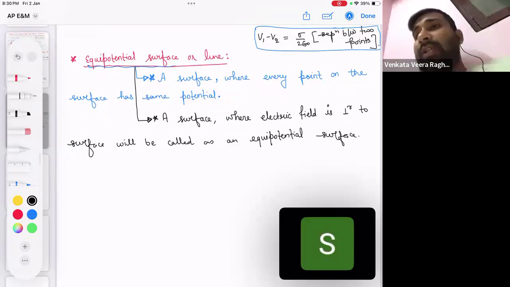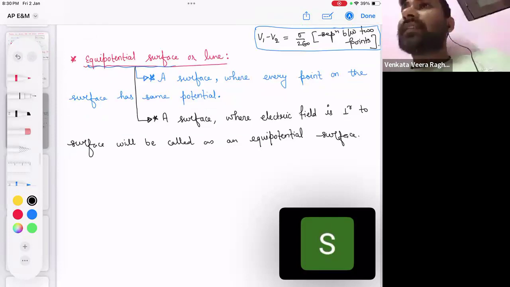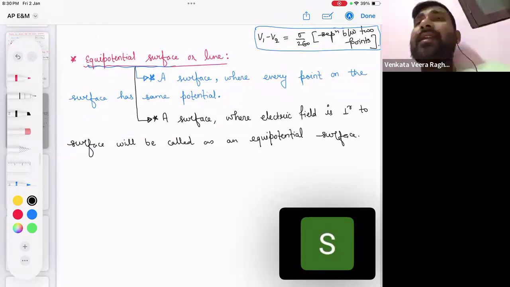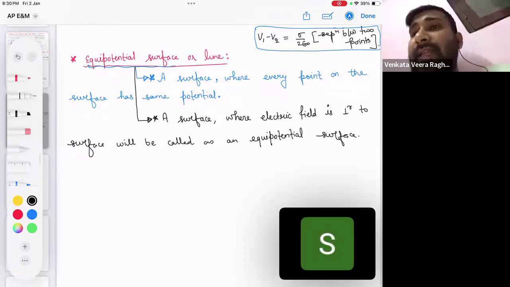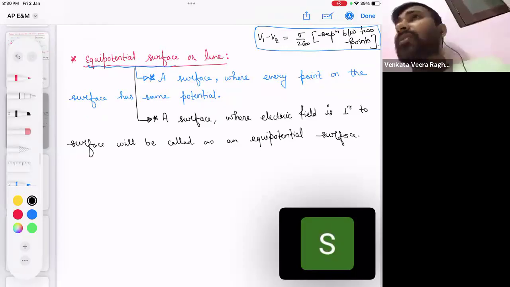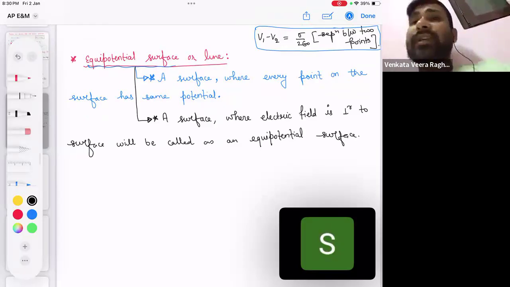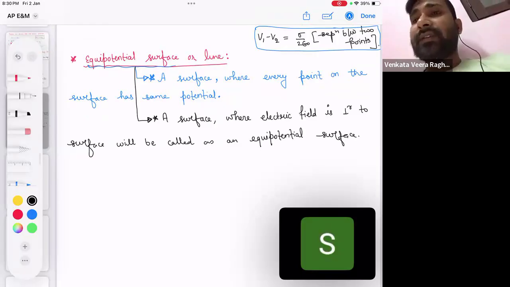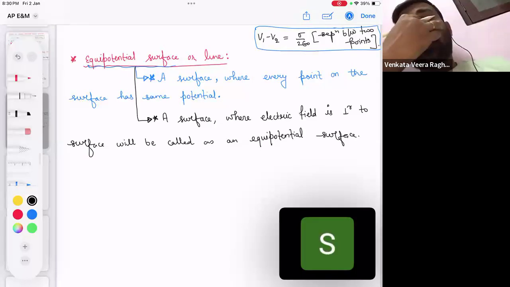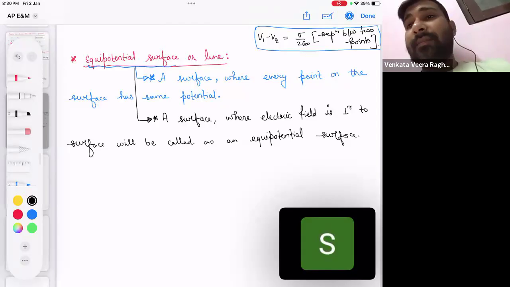So equipotential surface or equipotential line. Sometimes it will form a line, meaning every point on that line has the same potential. That line will be called an equipotential line. So an equipotential surface or line is a surface or line where the potential is the same at each and every point. Is that clear? Please tell me.